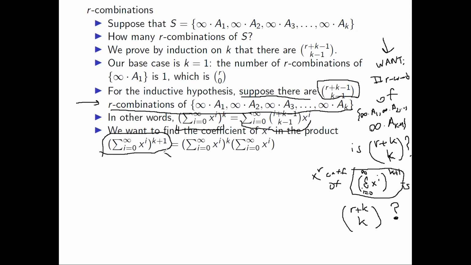Now this product right here, the sum raised to the k plus 1 power, I can break up that power into the sum raised to the k times the sum. Anything to the k plus 1 is just the thing to the k times the thing, and that's what I'm using here.